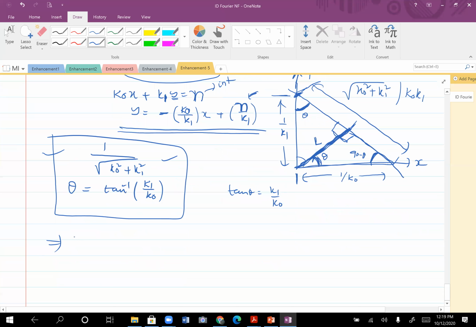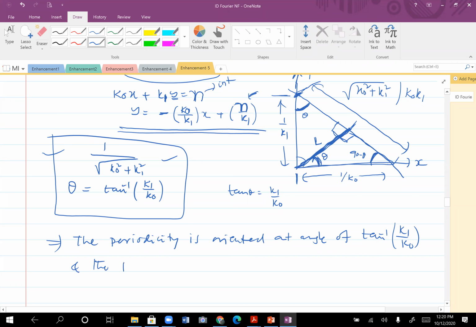So the conclusion here is the periodicity is oriented at an angle of tan inverse of k1 by k naught. That's the direction in which you have to take the periodicity, and the period is 1 by square root of k naught square plus k1 square. That's all. Is it clear to everyone now?